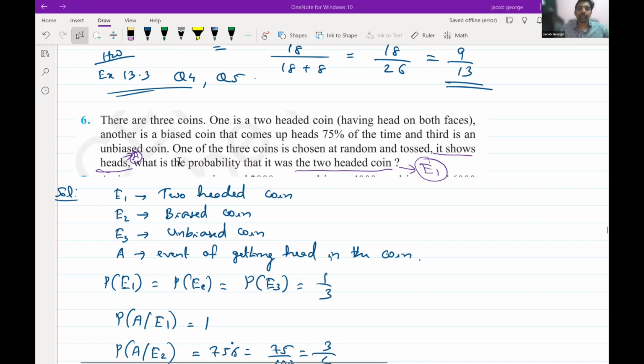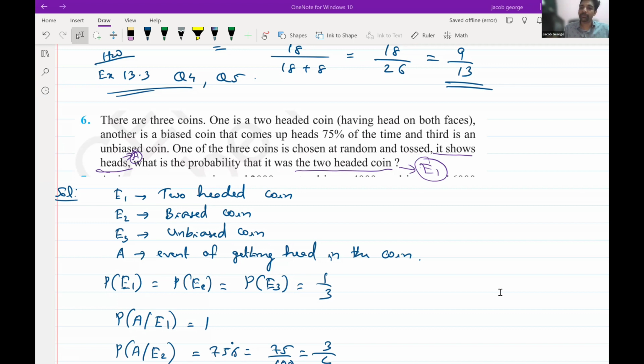Then one of the 3 coins is chosen at random and tossed. It shows head, that means capital A. It shows head, capital A is given. This also they can break into finding the probability of getting head. P of A can be asked, but here it is written, it shows head. So that is our capital A. Clear? So capital A is the event of getting head in the coin. Now what is asked here? What is the probability that it was a two-headed coin? Two-headed coin means E1.